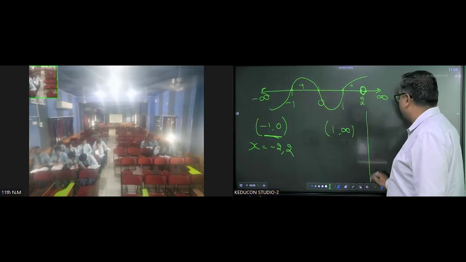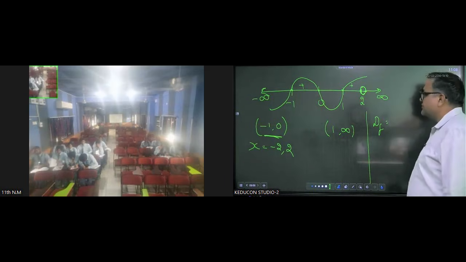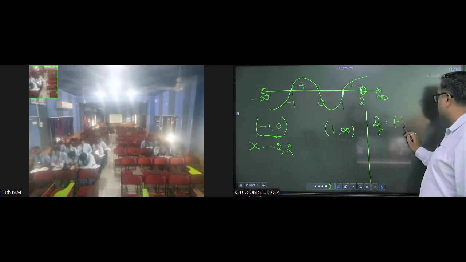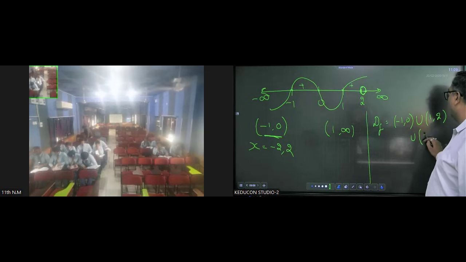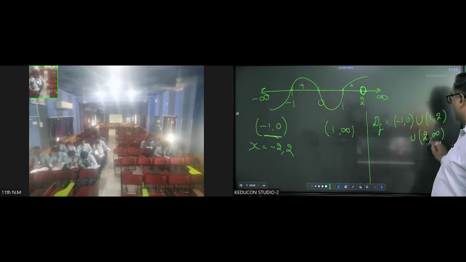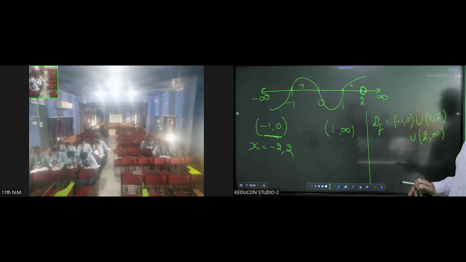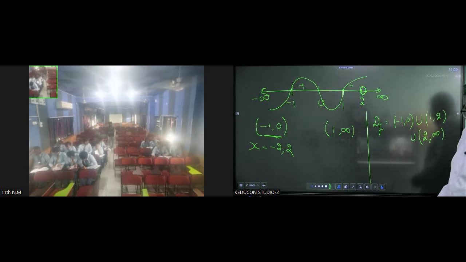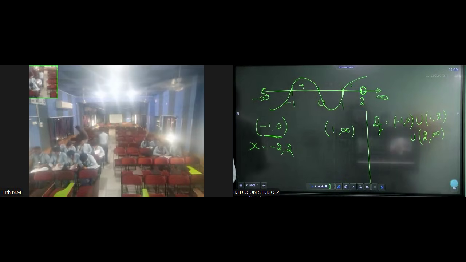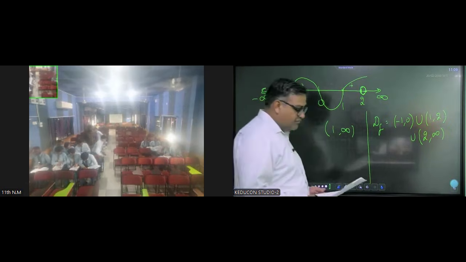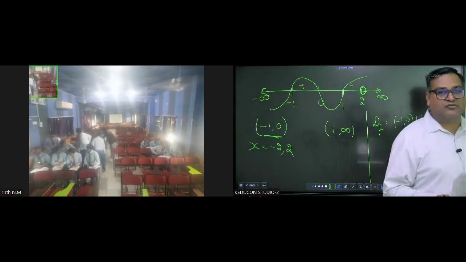How we'll write the domain of the function f? -1 to 0 union 1 to 2 union 2 to infinity. Now what is the purpose of writing this? When you are writing, 2 is not included. Now look at your choices. Now tell me which is the correct choice. Student, I am talking to you. Beta, I have solved the question. You just have to match the choices.